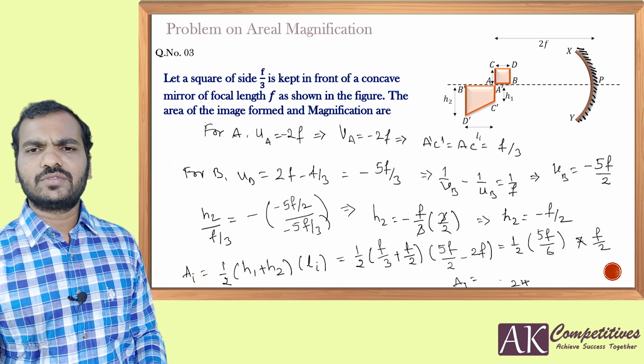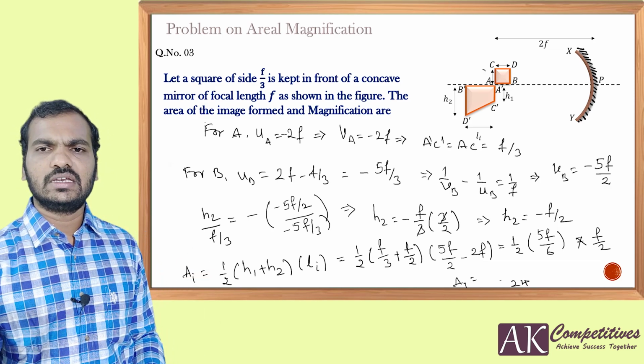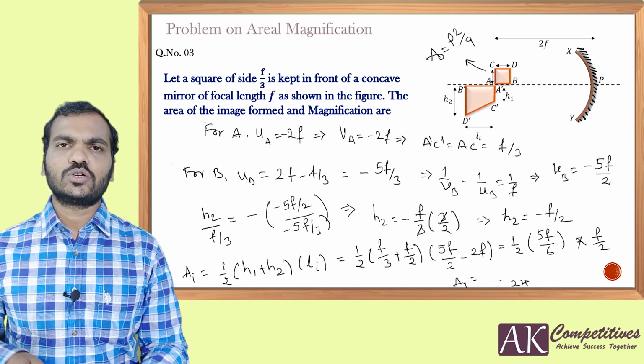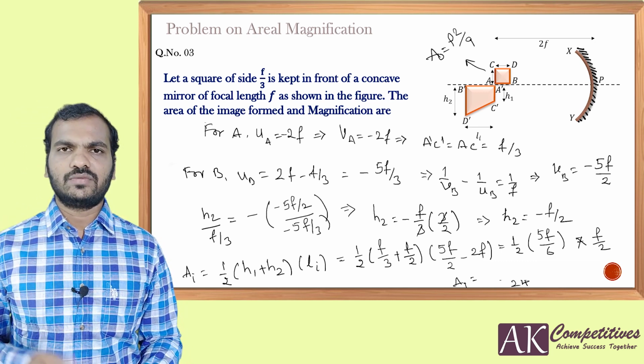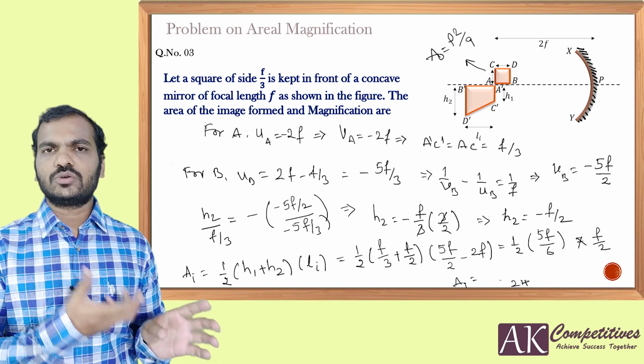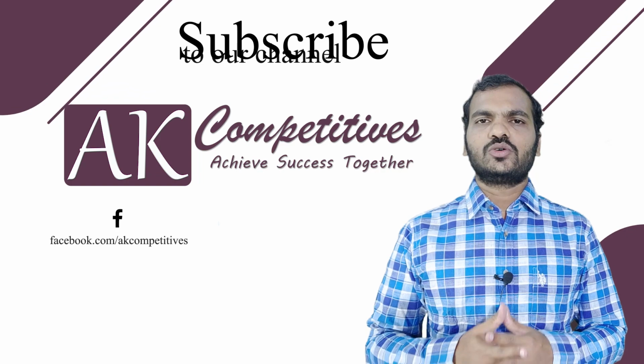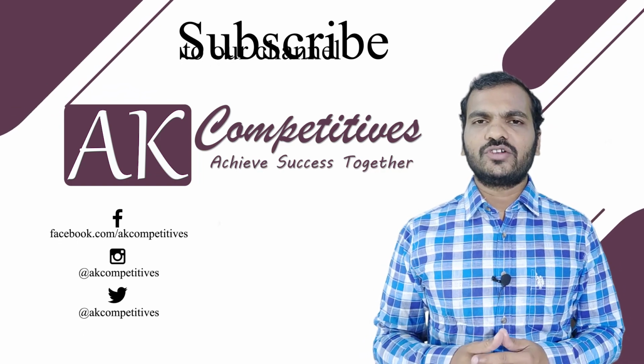Then what is the area of the object actually? Here you can see the area of the object is going to be f square by 9. Take the ratio. Magnification is nothing but the ratio of the area of the image to the area of the object. If you take the ratio, you are going to get the magnification value. Okay, so that's it. This is the topic for today's lecture.